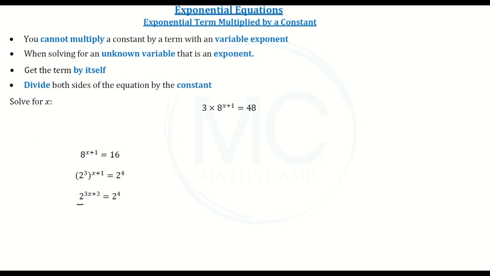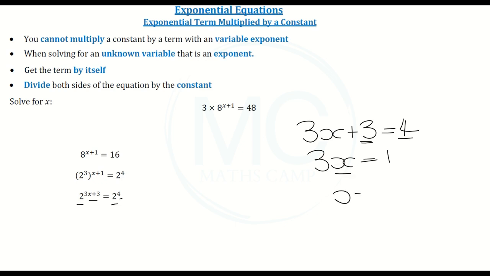Now we have a base of 2 and a base of 2, which means our exponents will be equal. So up here, we can say 3x plus 3 is equal to 4. And now we can solve for x. Let's move this 3 across. So we're going to have 3x on the left. On the right, we have 4 minus 3, which gives us 1. To get x by itself, let's divide both sides by 3. And we see that x is equal to 1 over 3.